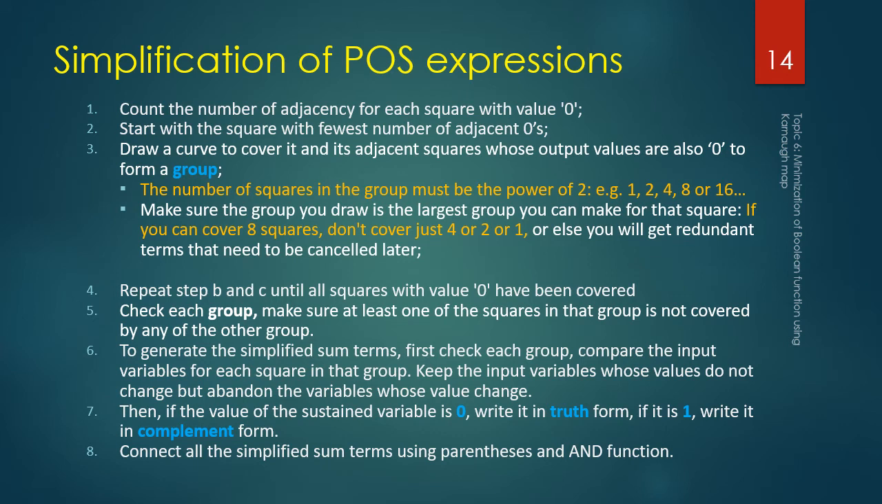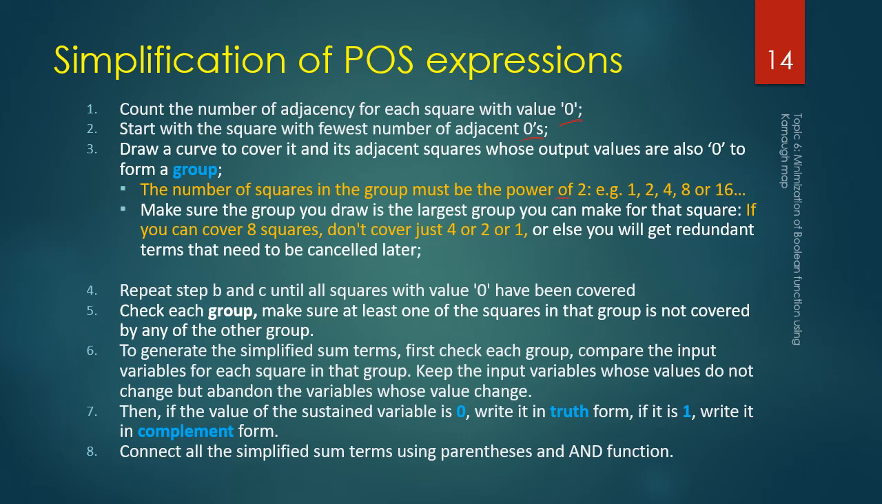The simplification of POS is very similar to SOP, but there are also some key differences. First, in step 1, instead of looking at squares with value 1, we look at squares with value 0. Similarly, we find the label cells of the one we look at and count how many labels also have 0 in it. Then we do the grouping, following the same requirements.